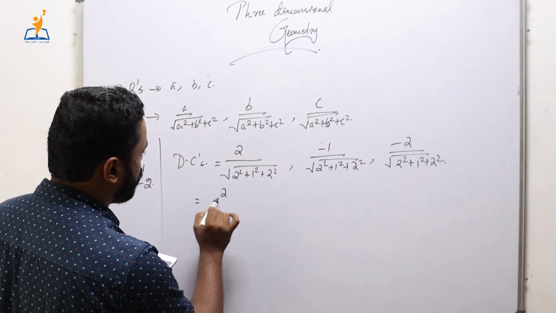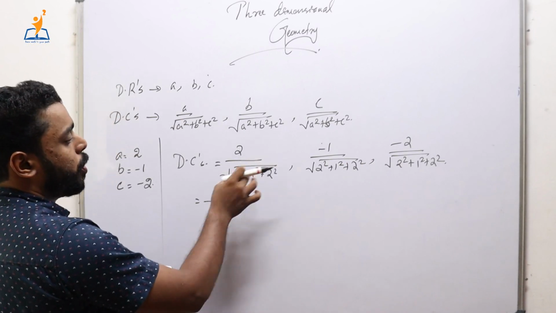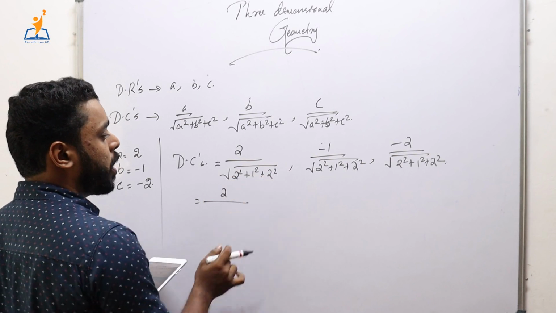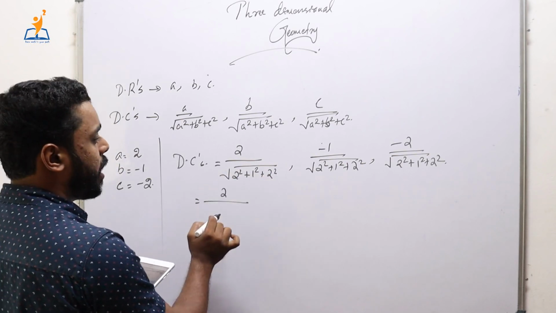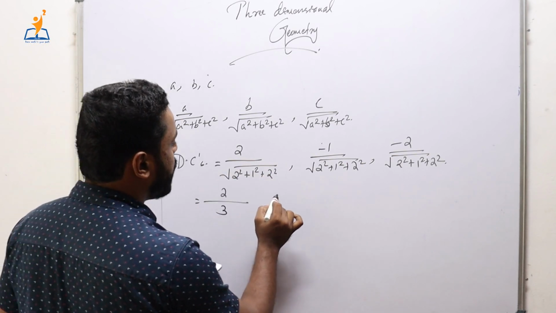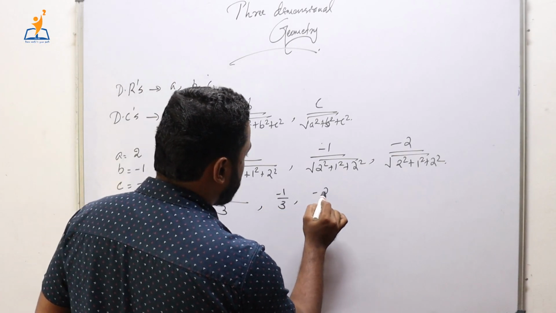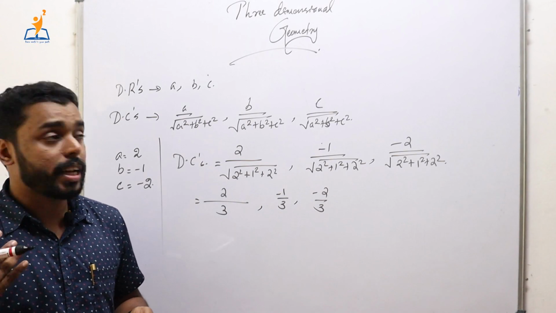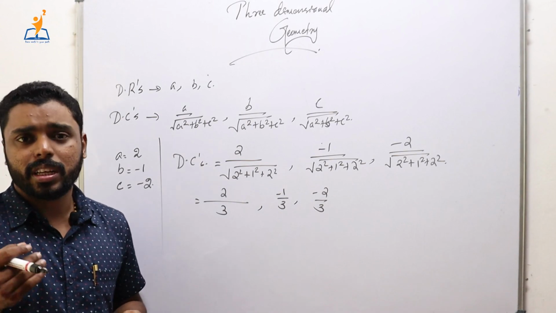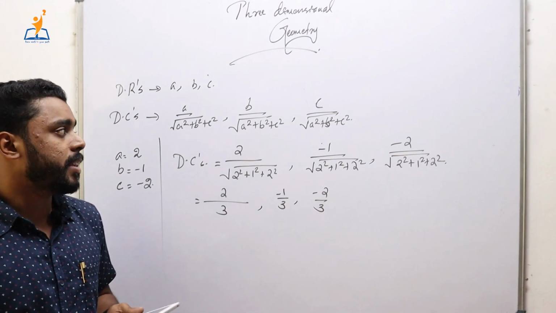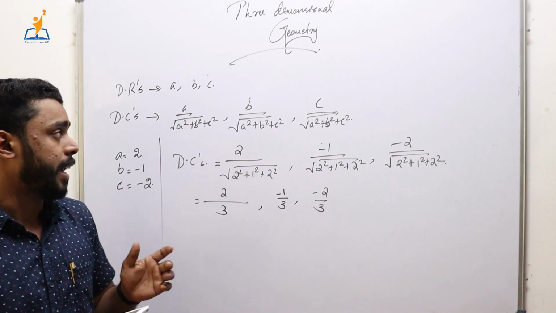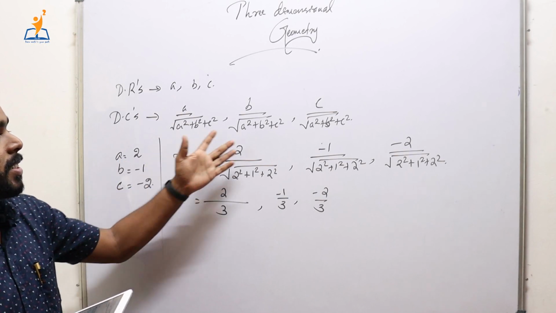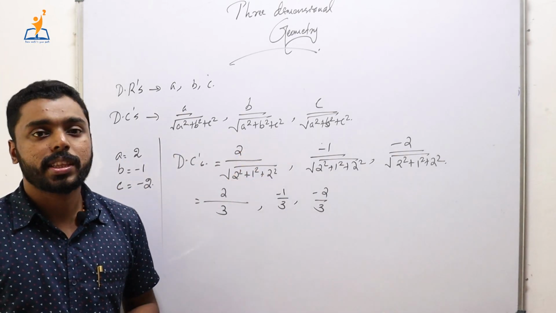And it is equal to 2 by, what is square root of 2 square plus 1 square plus 2 square? It is 4 plus 4 plus 1. It is 9. That is root 9 is equal to 3. 2 by 3, -1 by 3, -2 by 3 are the respective direction cosines of the line. So in the same way you can find the direction cosines of any line segment if you are given the direction ratios A, B, C. Just apply the formula. We shall move to the third example.